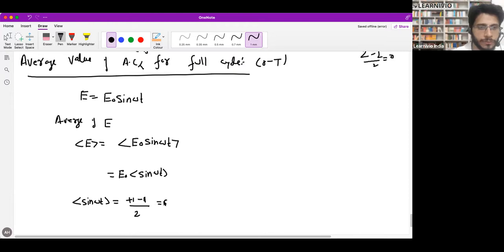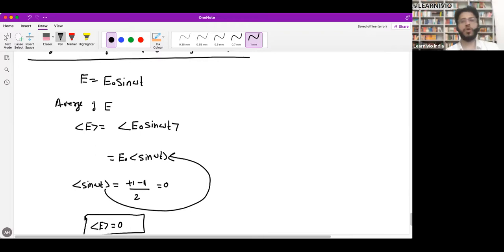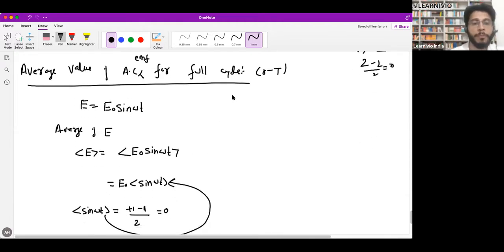So when we do these substitutions, we get the average value of EMF to be 0. So the average value of induced EMF is 0 for the complete cycle. You can predict this 0 value from the graph also. It has equal amounts of positive and negative values, so when you add them up, they cancel out. Just note it down. But remember, this is the average for the full cycle. If we calculate the average for half cycle, then it won't be 0.